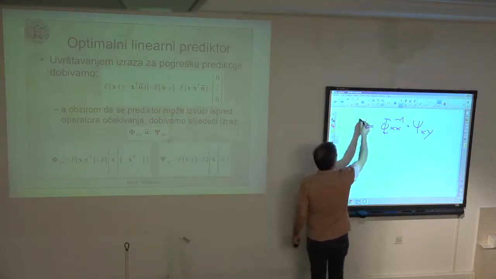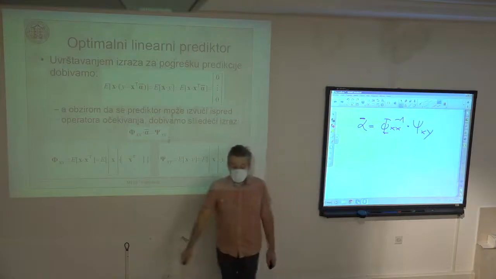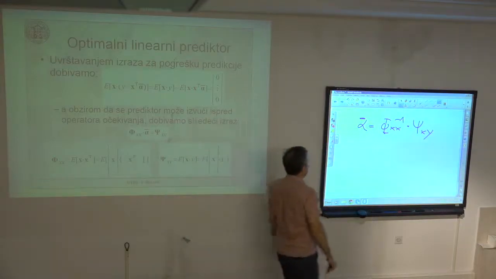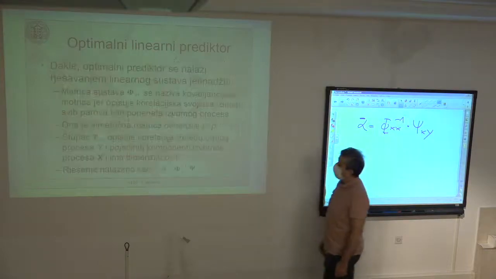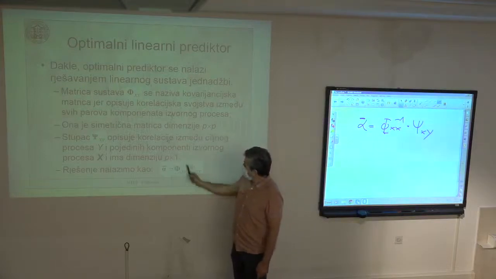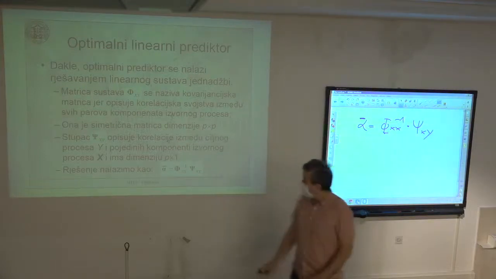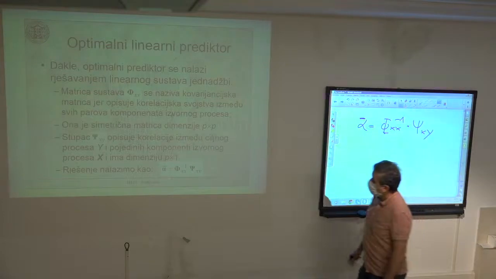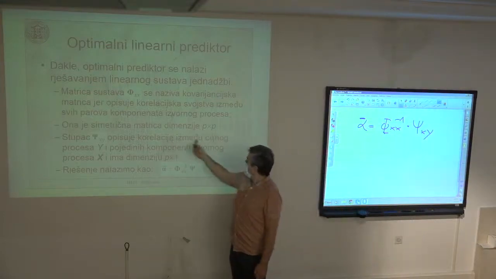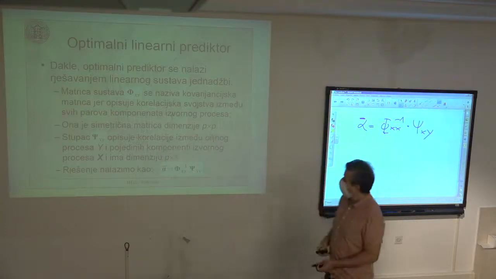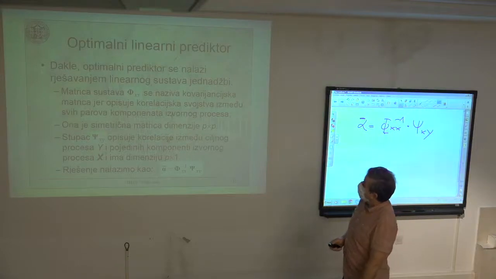We will also put a bar here to denote that this is the optimal solution for the linear predictor, the solution that minimizes the variance of the prediction residual. The solution is found as the inverse covariance matrix phi xx multiplied by the correlation matrix psi xy, which describes the linear correlation between the target process y and individual components of the source process x1, x2 up to xp.